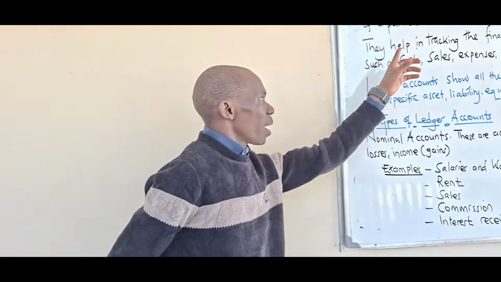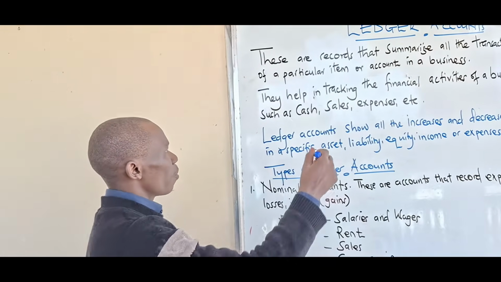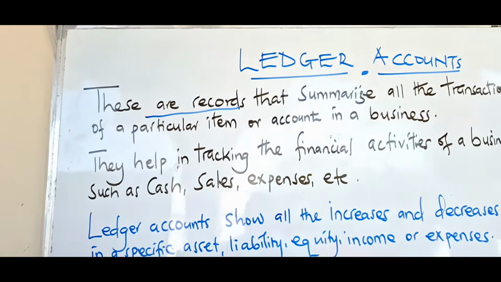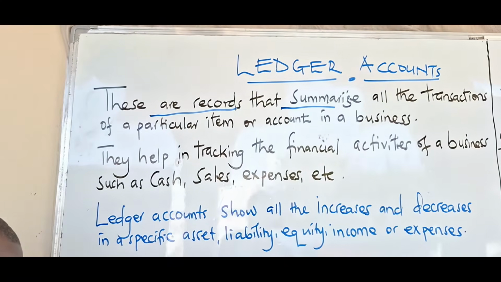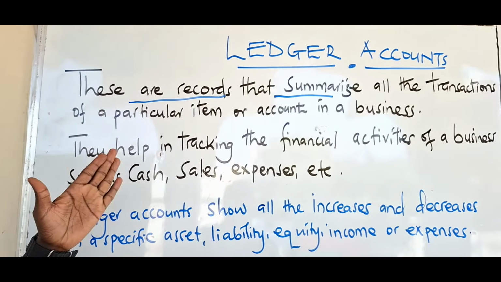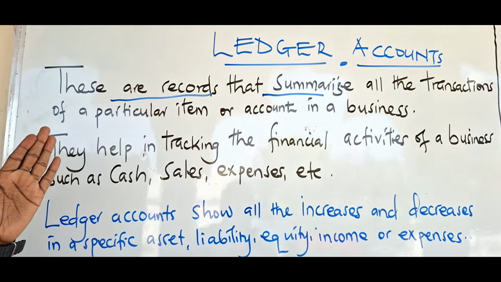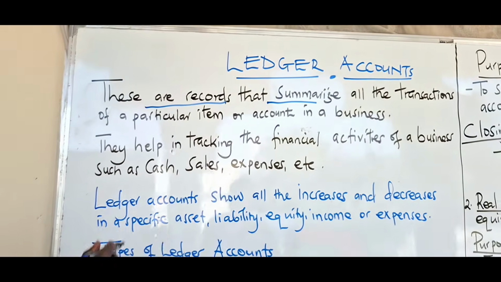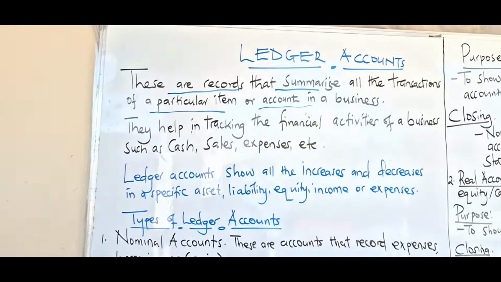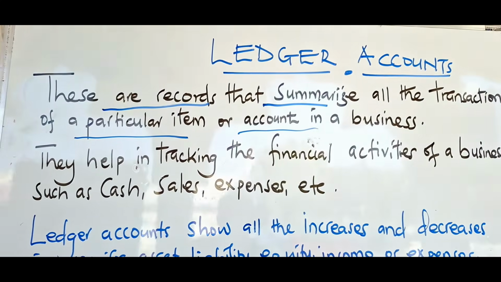Yes, I have summarized for you here. We are looking at the ledger account as accounting records. When we talk of records, they are used to summarize. We are at the summarizing stage. That is, we record, and these are records that summarize all the transactions of a particular item or account in a business.